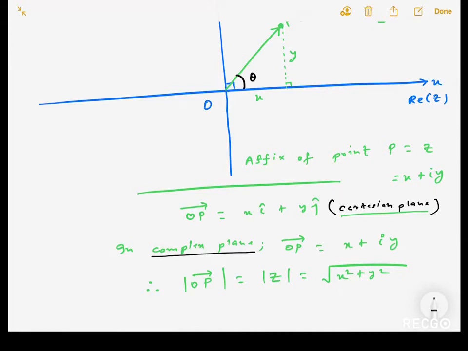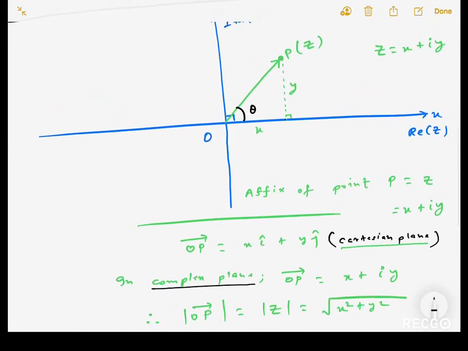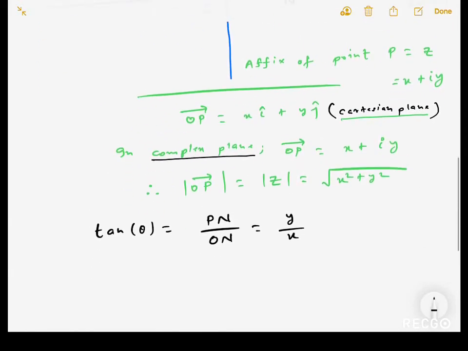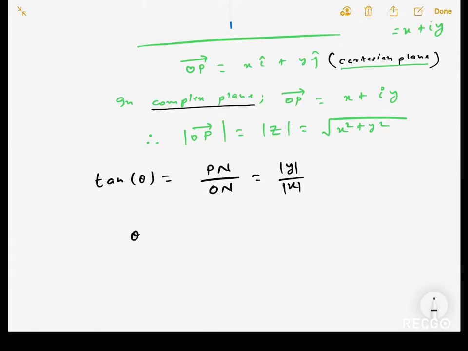Now see here the angle theta. The angle theta in this case is called the argument of the complex number z, or it is also called the amplitude of the complex number z. As you can see, the angle theta is nothing but the angle the vector OP makes with the positive direction of the real axis. In the right angle triangle we can write tan theta is equal to Pn divided by On. As you can see in the diagram, Pn is the perpendicular with the base. So y by x, where y and x are in fact algebraic distances. So let us put mod y or mod x, which will give you the absolute distance.